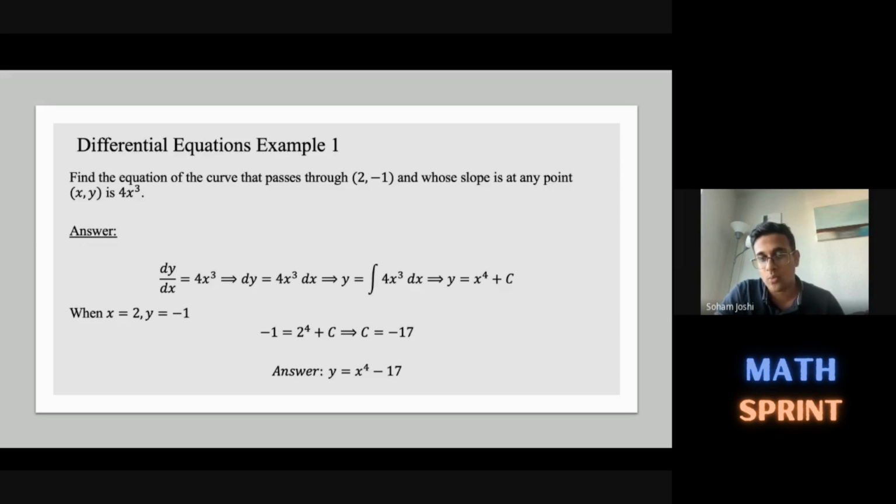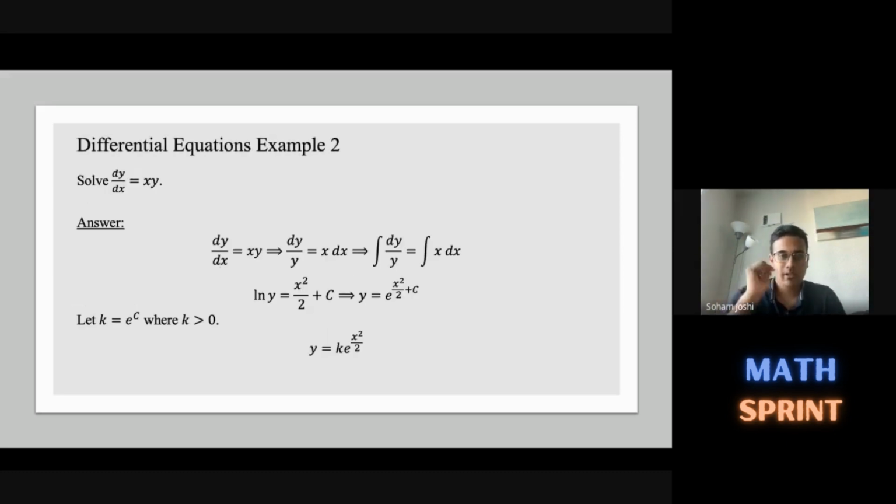So now we've got to find out what exactly c is, like what's its specific value. Now the problem mentioned that the curve passes through (2, -1). Good, we can use this. We substitute x with 2 and y with -1 in the equation. We end up discovering that c is -17. Therefore, the equation of the curve that passes through the point (2, -1) and whose slope function is 4x cubed is y is equal to x to the power 4 minus 17.